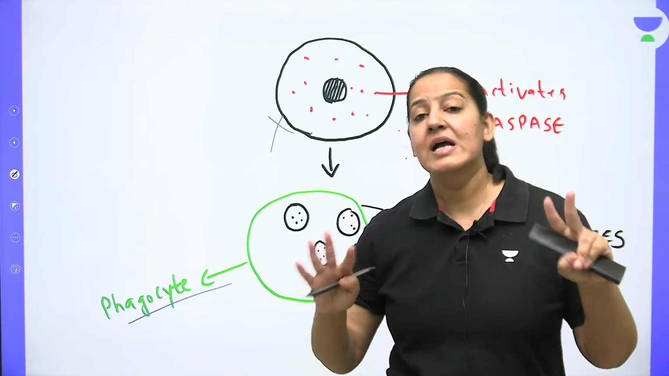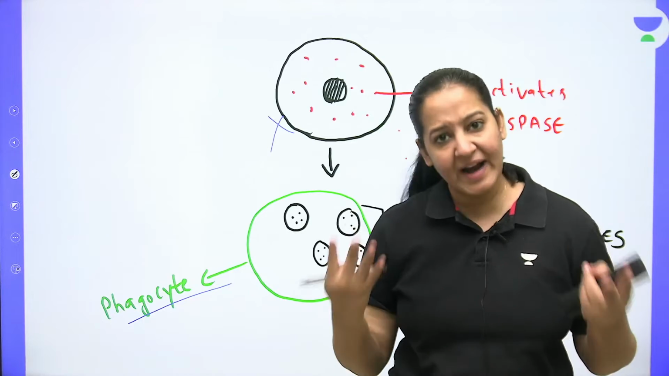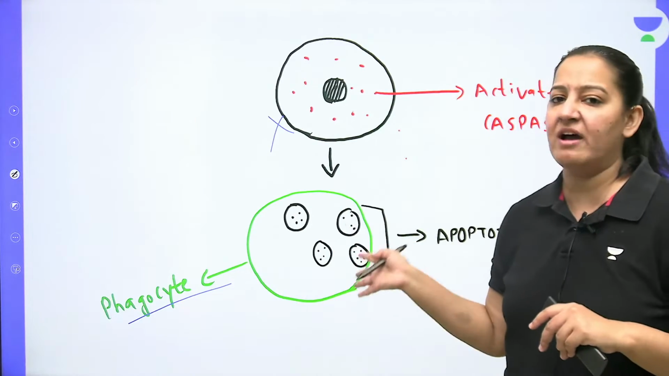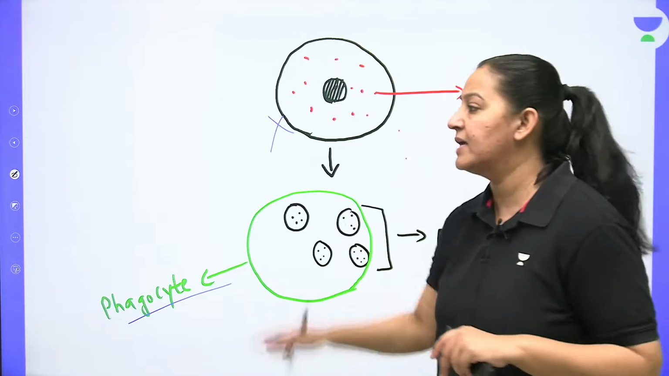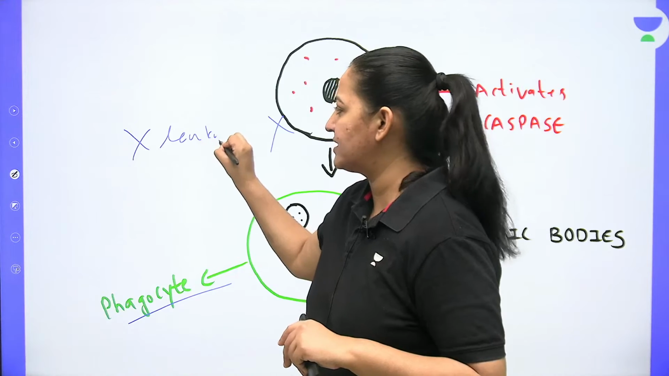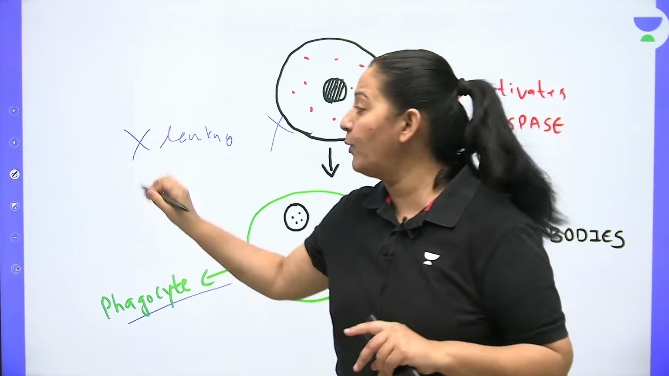So whenever a cell wants to commit suicide, whenever the cell receives a signal, either extrinsic or intrinsic signal, the cell activates caspase. After activating caspase, the cell converts into multiple small apoptotic bodies. In the end, a phagocyte comes and engulfs all the apoptotic bodies. During this entire process, there is no leakage of cytoplasm outside. Leakage will not happen outside, so there is no inflammation.